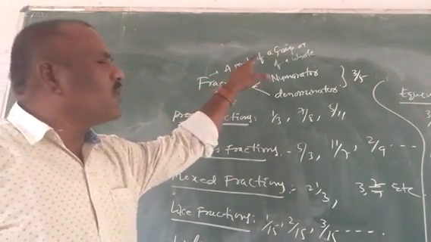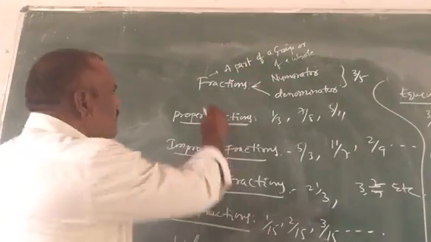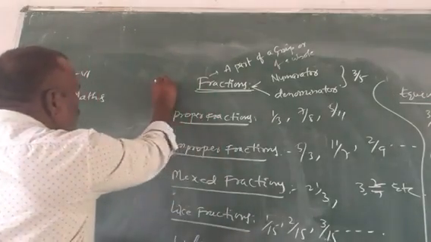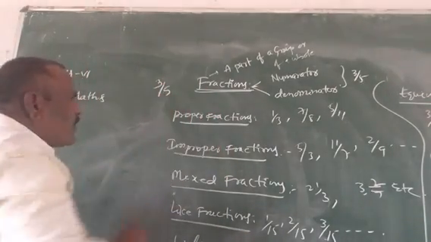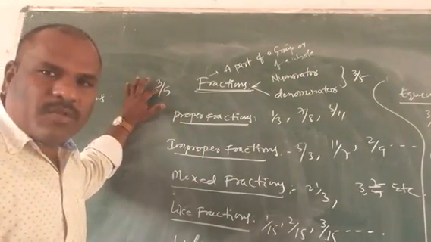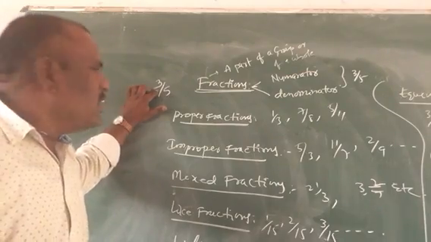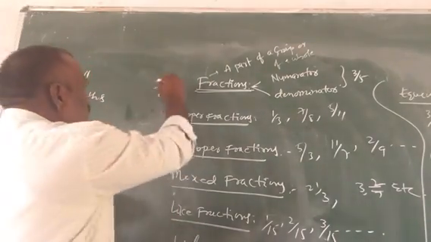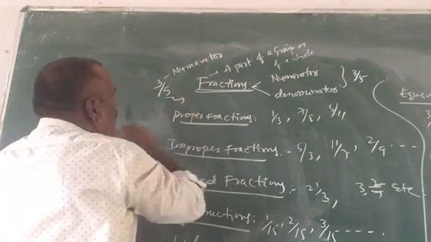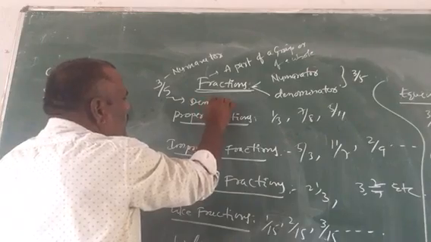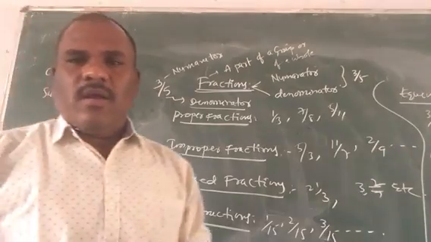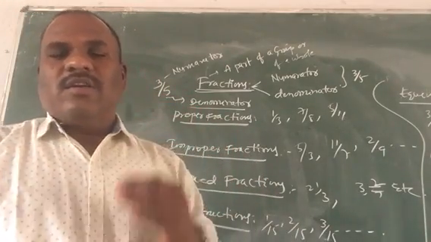A fraction means a part of a group or of a whole. For example, children, if you take 3 by 5, 3 by 5 is a part of a whole or a group. In this 3 by 5, the upper part of the fraction is called the numerator. The lower part of the fraction is called the denominator, children.